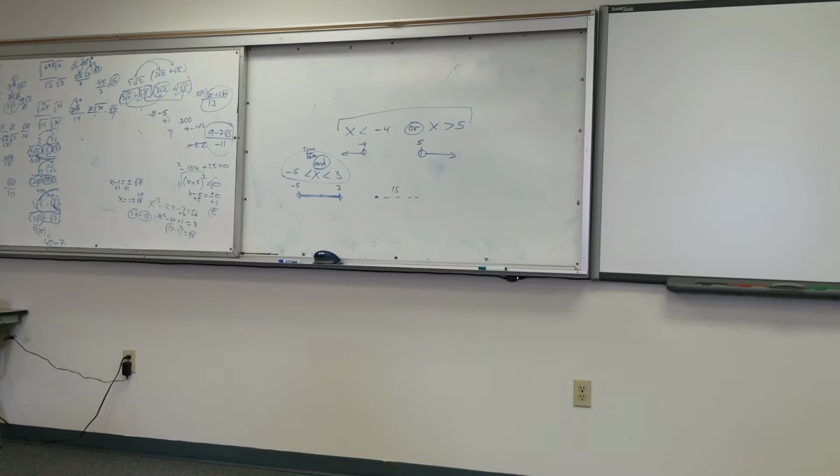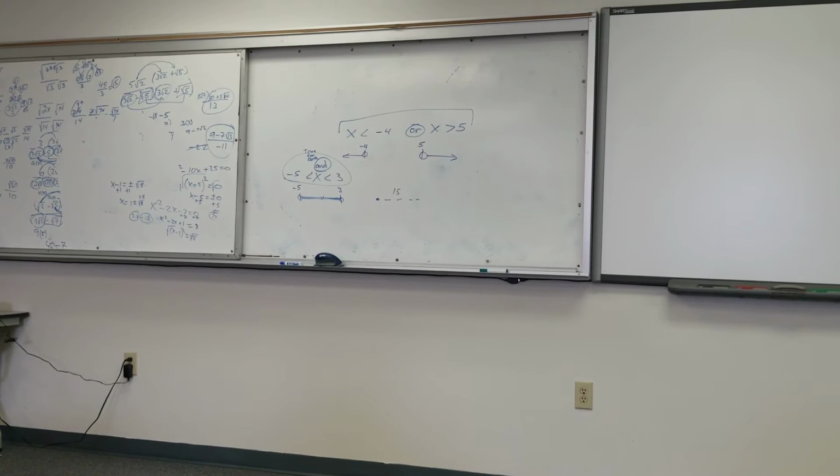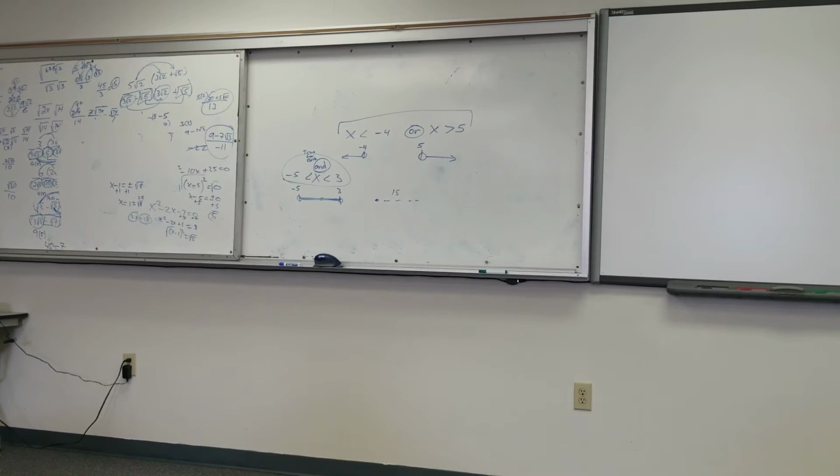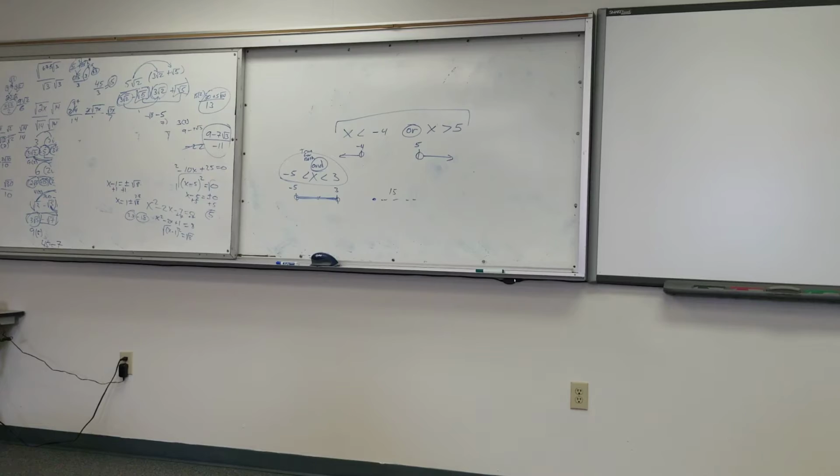And kids kind of get confused on that. They're like, wait, you said x has to be greater than negative 5. 15 is greater than negative 5. Why doesn't 15 work? Well, it would work for the one that's greater than negative 5, but it wouldn't work for the one less than 3.